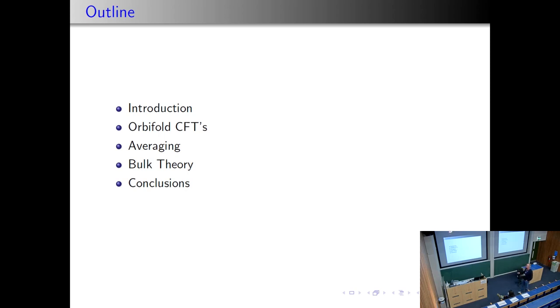In the introduction, I will introduce two ensembles from the literature where this has been done, which will be relevant for the rest of the talk. Then I will describe what we are looking at, how one can take the average over the ensembles. Unfortunately, I won't have very much to say about the bulk theory, so that will be more like an open question. And then I will conclude.